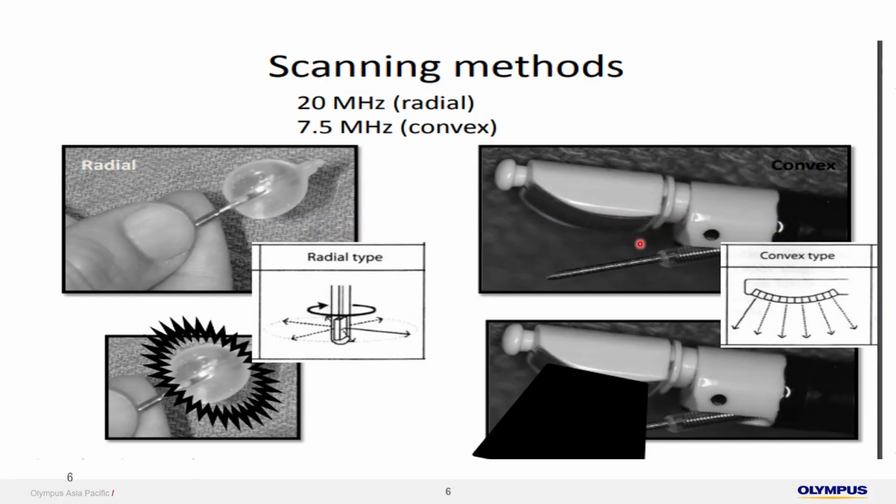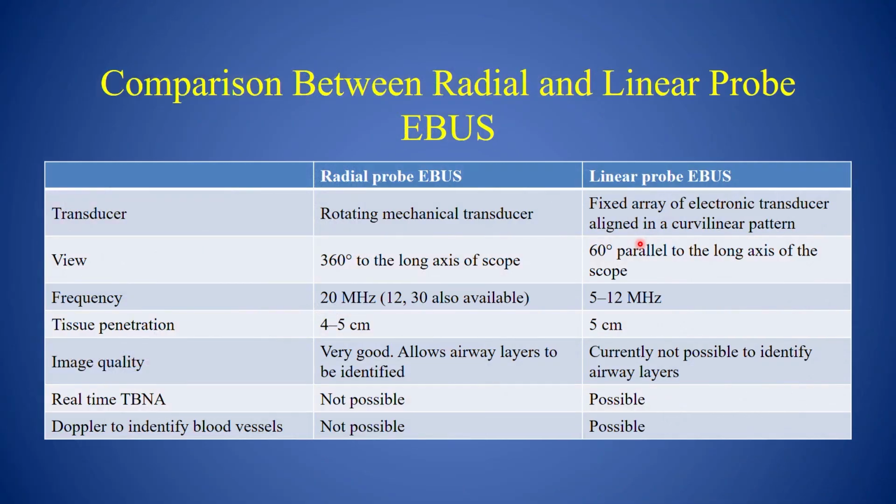So you have two forms of EBUS scopes available. You have the radial EBUS scope and the convex scope. One slide just explaining the difference between the radial EBUS and the convex probe or the linear EBUS. The transducer is a rotating mechanical transducer for radial EBUS. It provides a 360-degree view along the long axis of the scope as compared to the linear probe EBUS, which is an electronic transducer providing a 60-degree view parallel to the long axis of the scope. It's a 20 megahertz frequency for the radial EBUS compared to the 5 to 12 megahertz frequency for the linear or the convex probe EBUS.